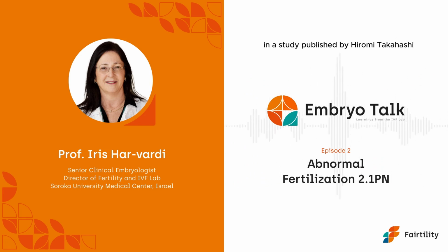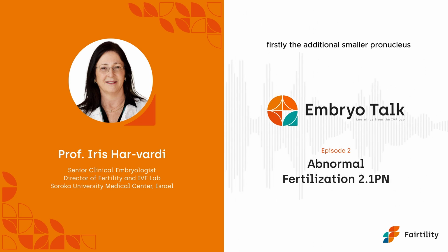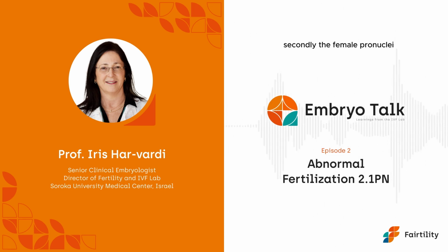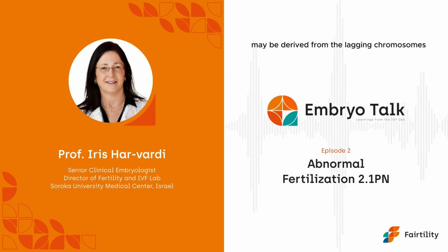In a study published by Hiromi Takahashi and his colleagues, they demonstrated important results. Firstly, the additional smaller pronucleus was formed later than the female pronuclei. Secondly, the female pronuclei of the 2.1 PNs were smaller than those of normal 2 PNs. According to these findings, they suggested that the additional smaller PN may be derived from the lagging chromosomes, which appear during chromosome segregation at the time of the second polar body extrusion.